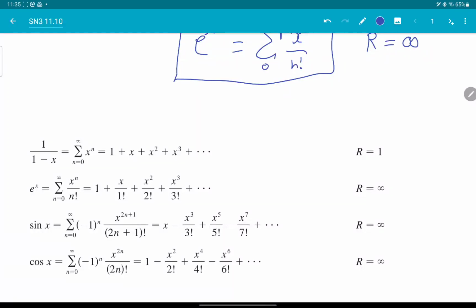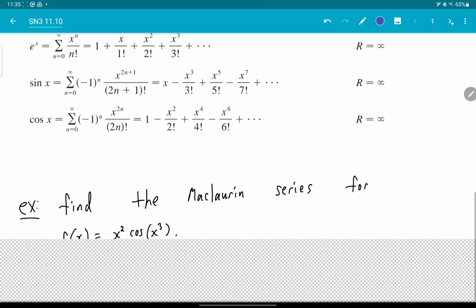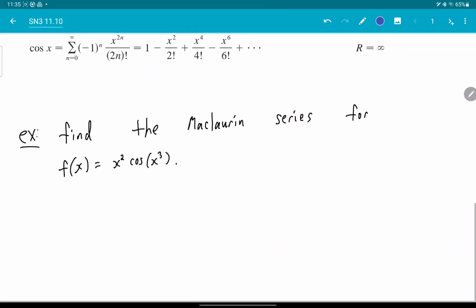Hello again. So here's the 4 series you'll have to memorize. Let's take one of them and derive something new. So we'll take cosine, and we'll see what happens when we plug in x cubed and then multiply by x squared. So I'll start with the cosine series, start with this guy.